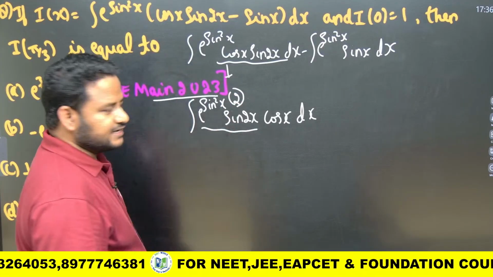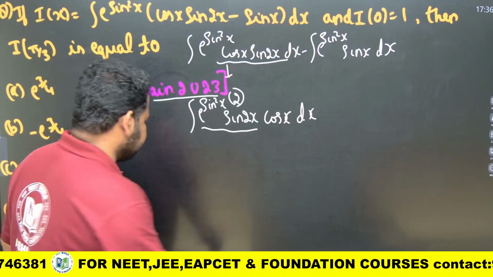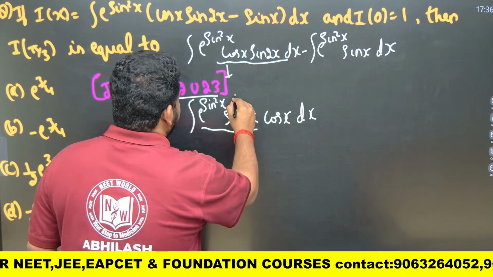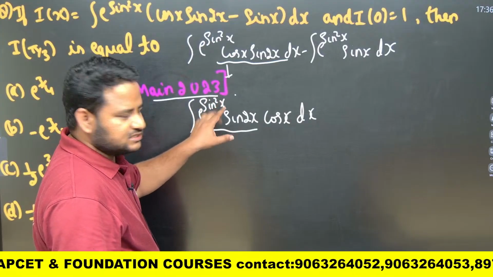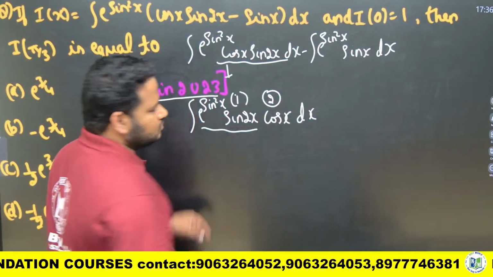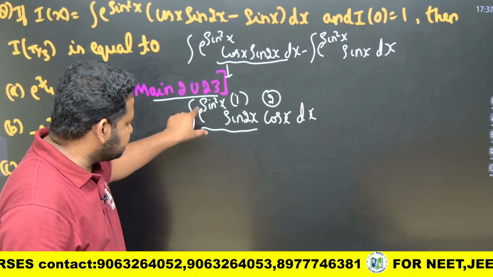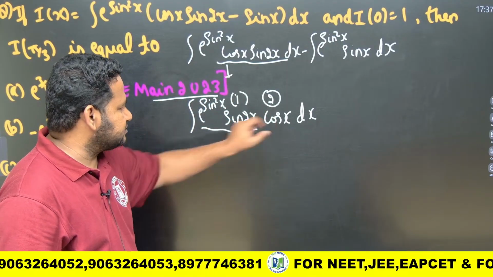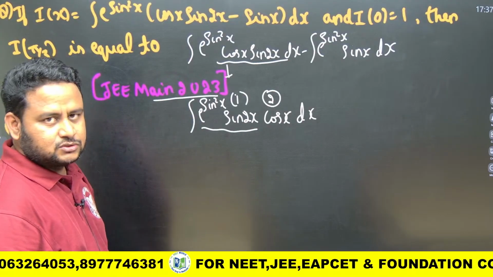Or instead of taking this as second function, let me take this as first function. No, let us take this as first function. Let cos x be second function. This entire thing, e power sin square x sin 2x, let us take it as first function. Cos x, let us take it as second function. So how to solve this?